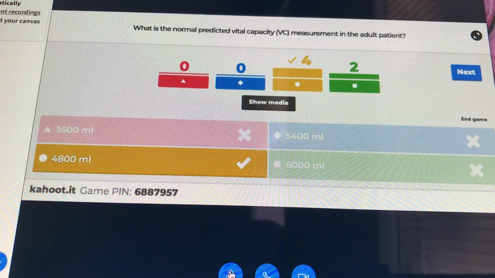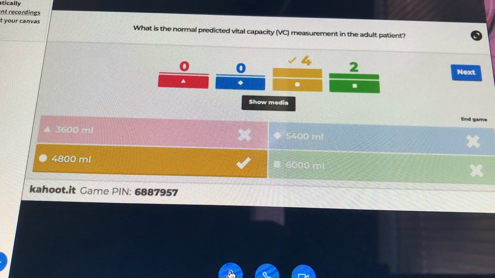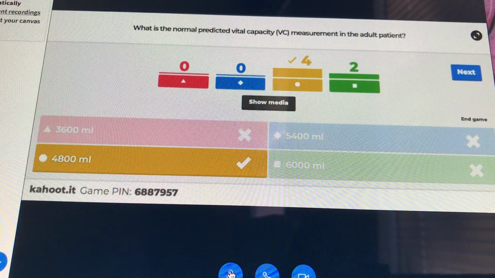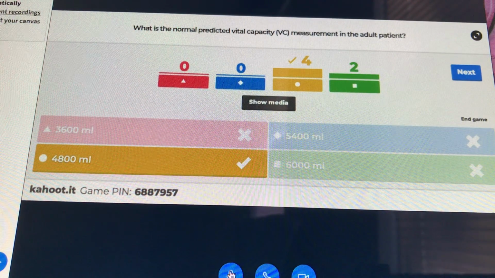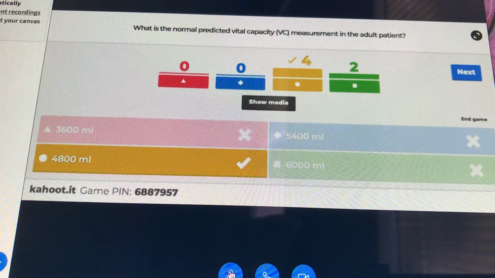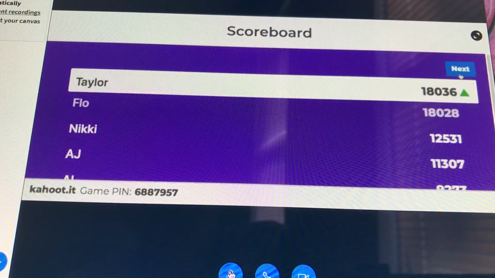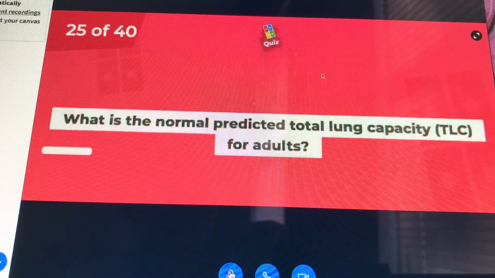So then we would do the 106 or 105 plus the 8. Right, that's just to determine their ideal body weight. That still doesn't tell you their volume. So it's 65 to 75 milliliters per kilogram of their ideal body weight. That's what a patient's normal vital capacity should be. Okay, all right, Taylor took the lead there.